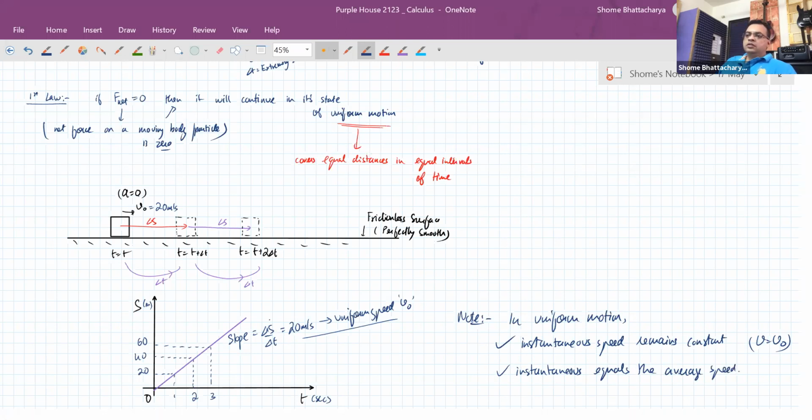That you can easily understand by observing this graph, that if I take any 2 points of time and calculate S2 minus S1 upon T2 minus T1, that will be the same as the calculation of delta S by delta T for a very short interval of time delta T. So that is how the relationship between instantaneous and average speed is working out in this simple case when the motion is uniform, because the net force on an object is 0.